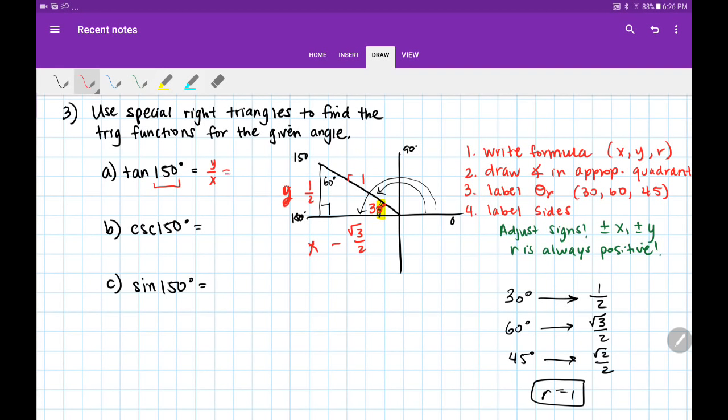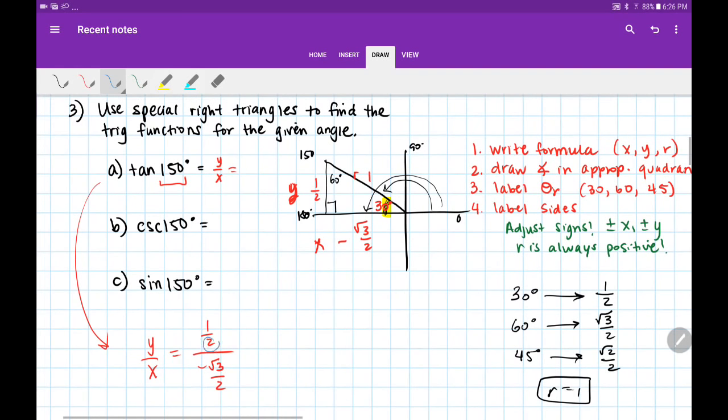So if tangent is y over x, I'm going to show the work down here. My y is 1/2. My x is negative root 3 over 2. And if you're familiar with the rules of complex fractions, if I have the same denominator, they'll cancel. I'll be left with 1 over negative radical 3. And then in our final step, we can't really leave a square root in the denominator, so we're going to multiply the top and bottom by root 3 to get rid of it. And we'll be left with root 3 over 3 with that negative in front.